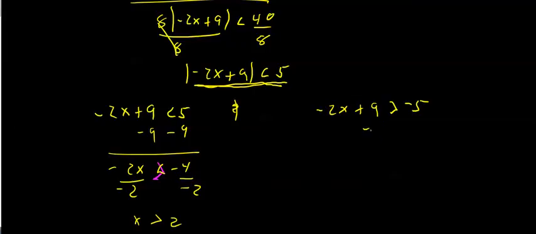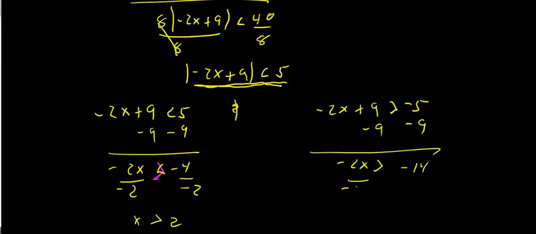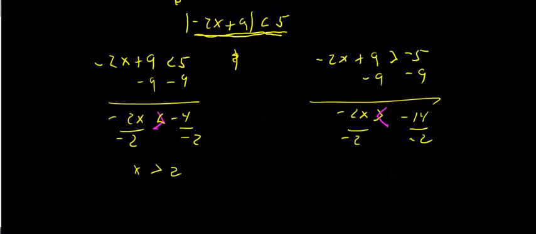Come over here, same thing, minus 9. Negative 2x is greater than negative 14. Divide by negative 2. And notice I always switch it as soon as I divide. And we end up with x less than 7.